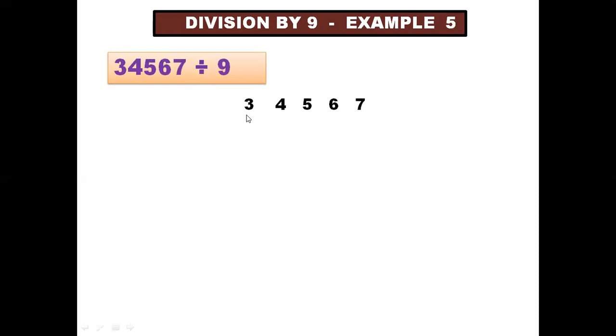Now we divide 3, 4, 5, 6, 7 by 9. First we'll write the first digit just below 3. Let us cross add it. 3 plus 4 is 7. Now 7 plus 5 is 12. So how do we write 12? The ones digit, 2, we write here, and the 1 we write below 7, on the left hand side.